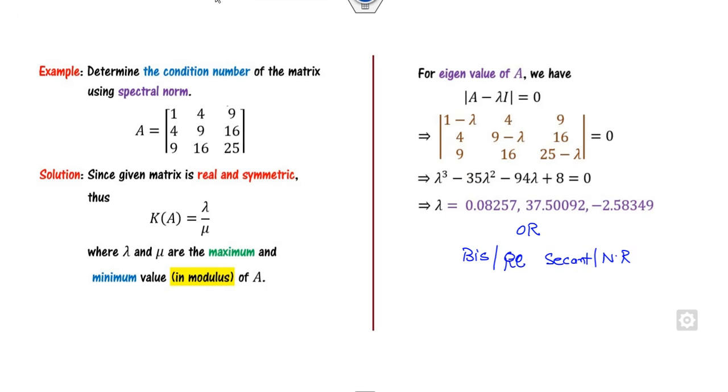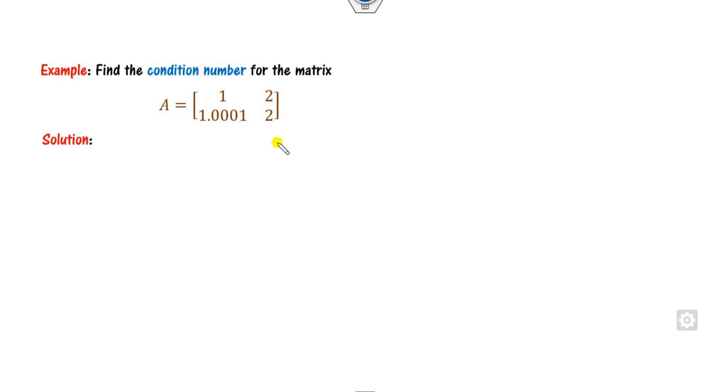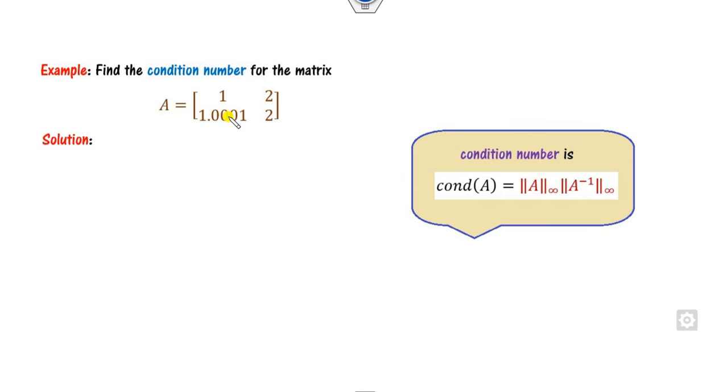Now from this case, can you find the maximum absolute value? This is my maximum value. And what is the minimum absolute value? This is the minimum value in terms of the modulus. So this is my mu, this is my lambda, and I can substitute here and you will get the condition number. Clearly this is again a very large number, so we can say this is again an ill-conditioned problem. Look at this one. If you round them off to 1, then the determinant will be 0. So we can see whether it's ill-conditioned or not.